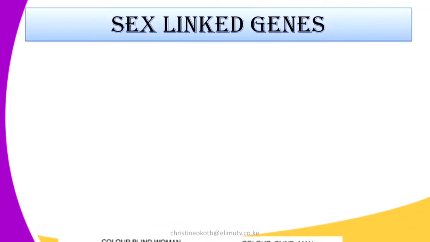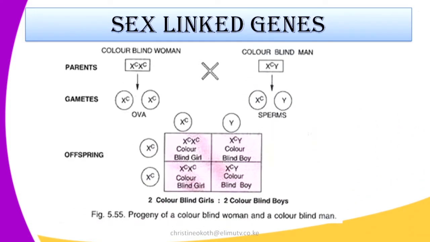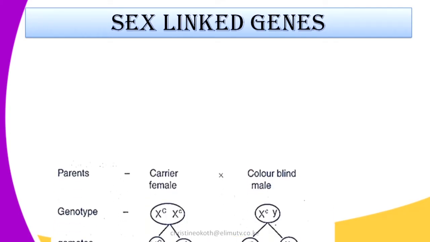So let us look at some crosses of color blindness. The first one is a cross between a colorblind woman and a colorblind man. So all of the chromosomes will have a small c on them. If you do the crossover between the colorblind woman and a colorblind man, all of the offspring are going to be colorblind. For example, you have 2 colorblind girls and 2 colorblind boys. All of them are going to be colorblind because the woman is not a carrier, but she is colorblind.